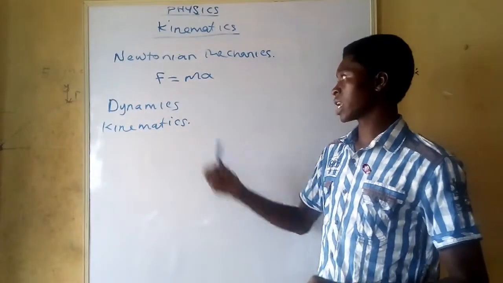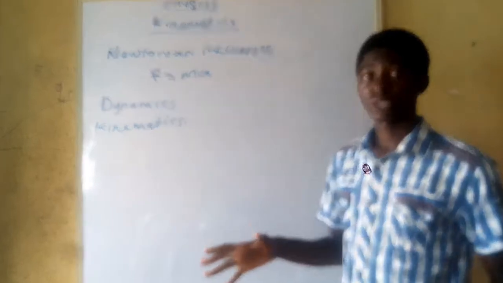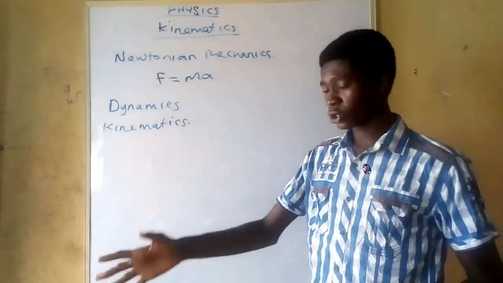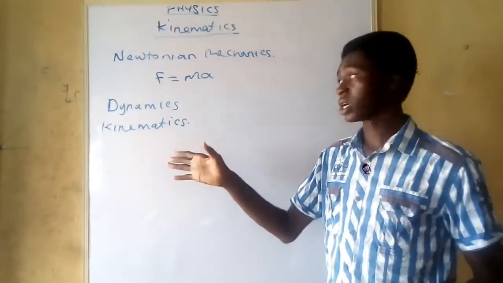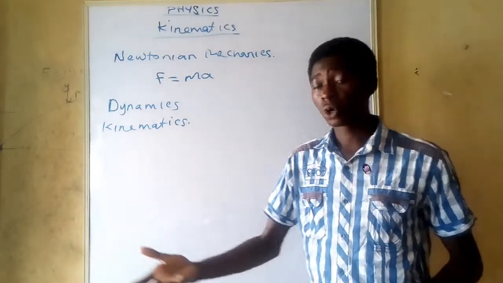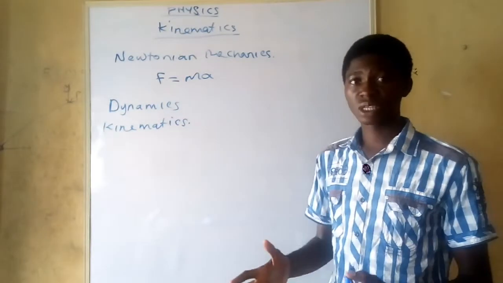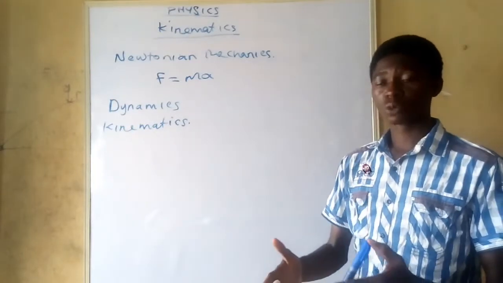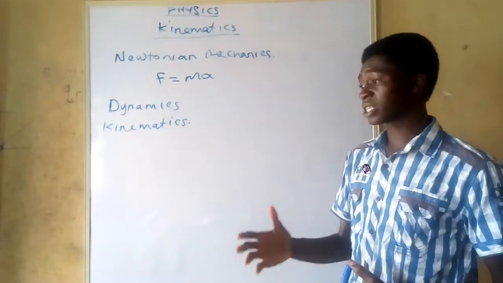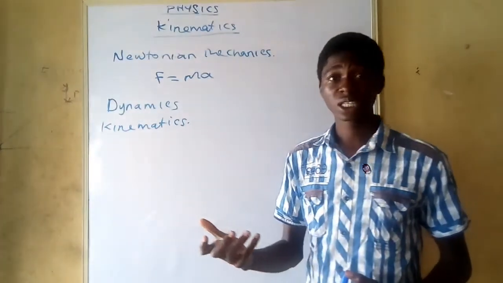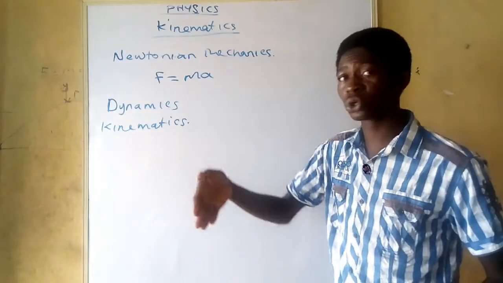When we talk about dynamics, dynamics studies the reason why objects move. Why would this object move? What is the cause? What is behind the movement of the object? That is what dynamics studies. Kinematics studies the behavior of the object as it is moving, or before it moves. Basically physics is about having some information and predicting what will happen thereafter, and that is what kinematics does. Kinematics is the study of motion of objects, the study of the behavior of motion of an object.